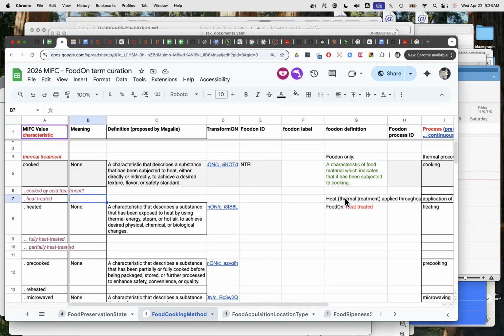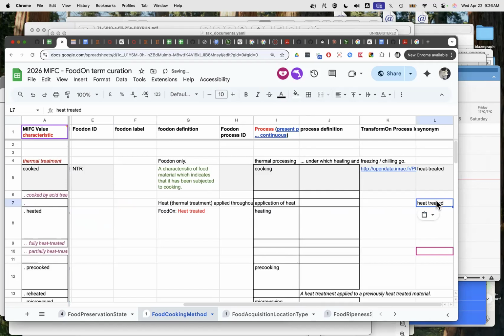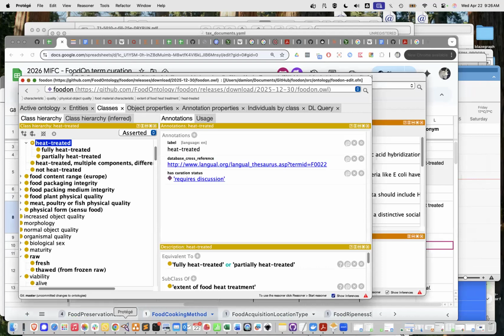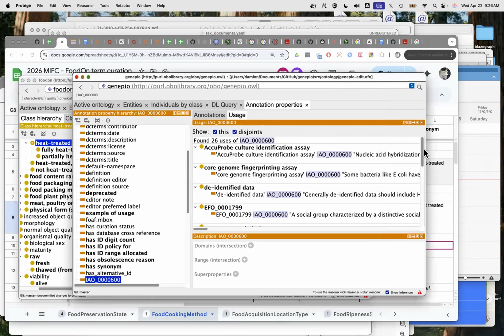So that would mean it's a meaning heat treated, heated. Get at least a few terms in here. And heat treated will be the synonym for heated. And that lines up with that. And is there a definition? We have no. Bad, bad, bad.